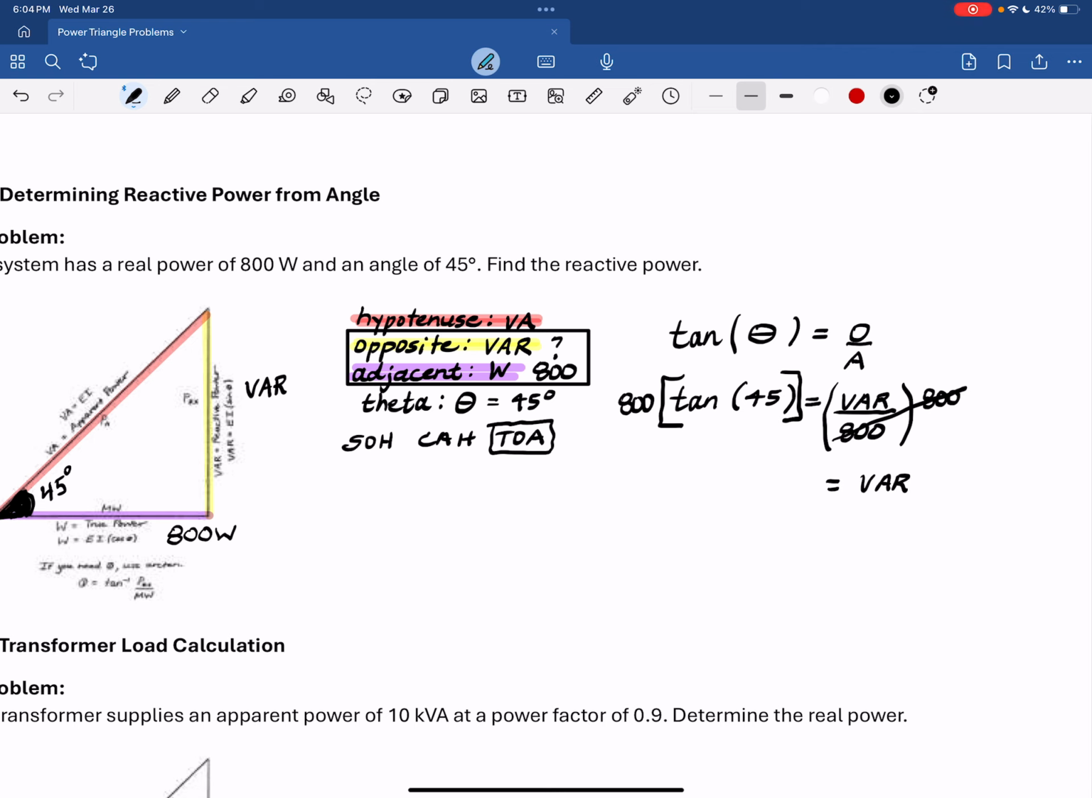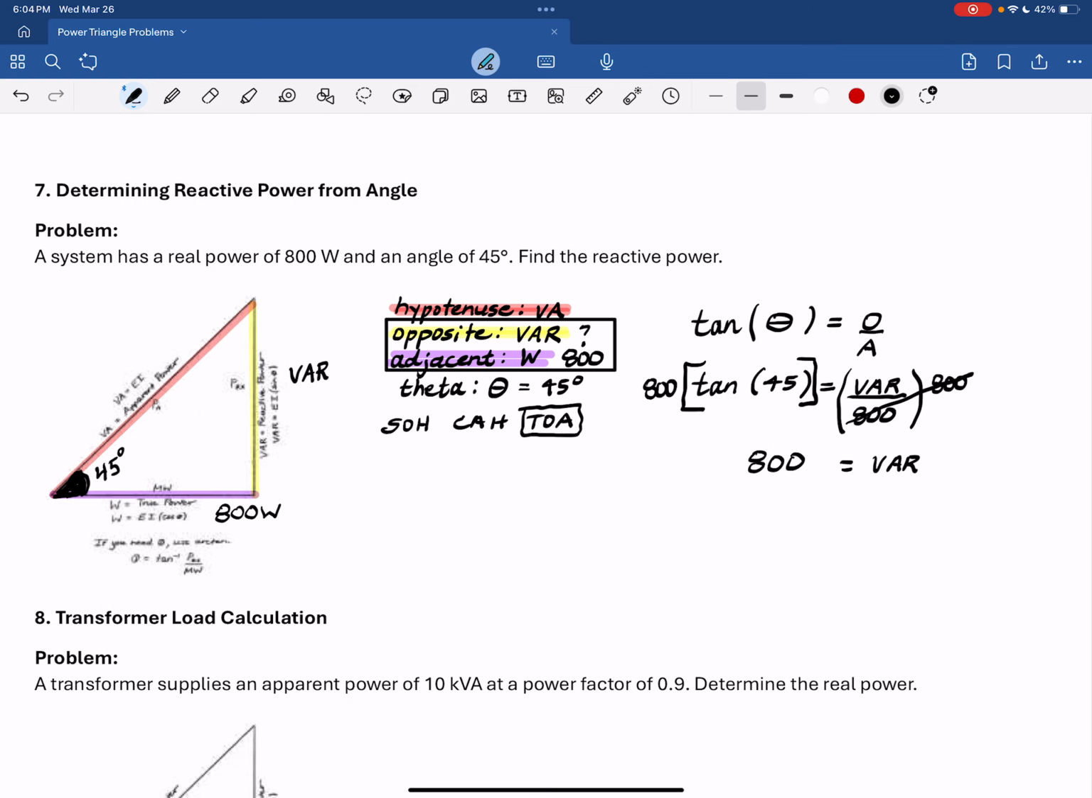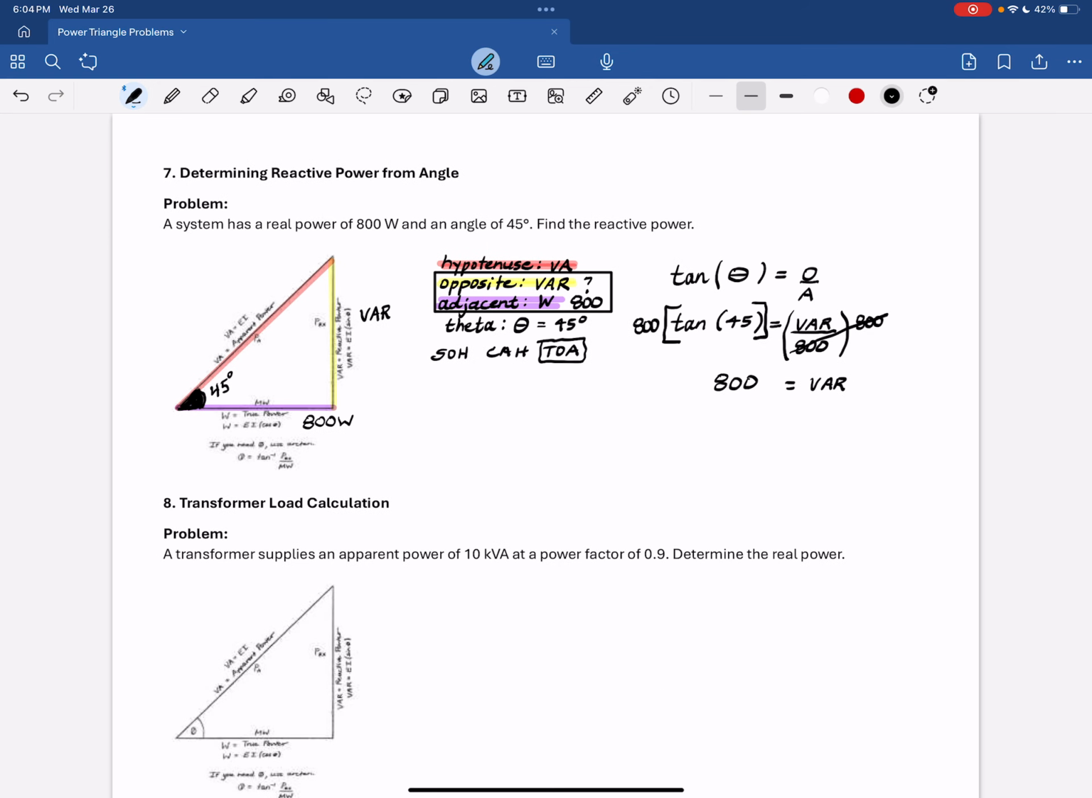And on this side, I need to multiply 800 times the tangent of 45. So 800 times tangent 45 equals 800. So the missing piece of this picture is 800 VAR as reactive power. Now, once you know that 800, you could find hypotenuse if you wanted to, using the Pythagorean theorem. But it did not ask me for that. It asked me for reactive power. And so that one is done.